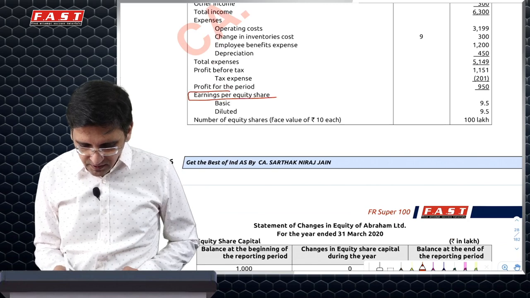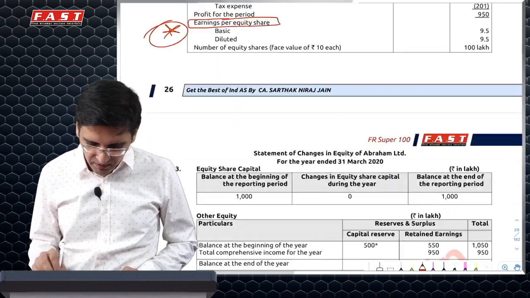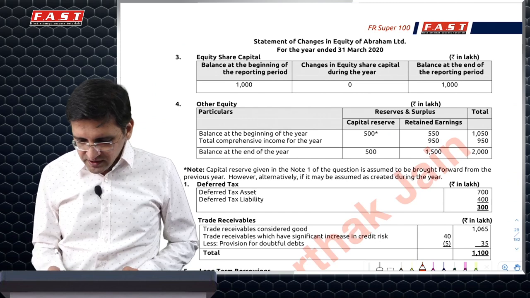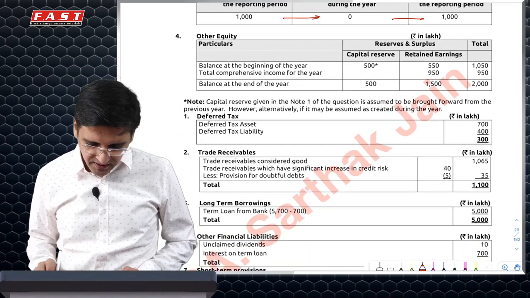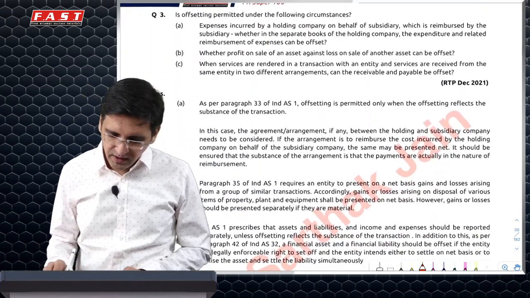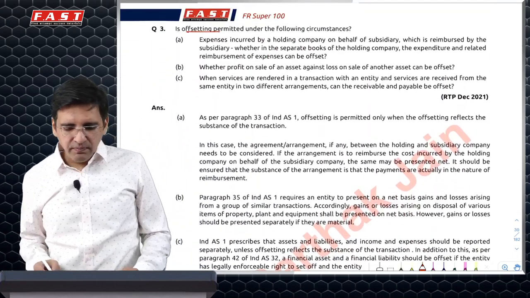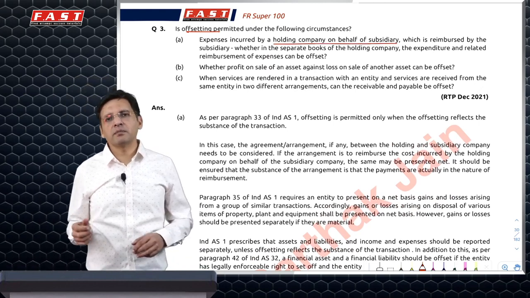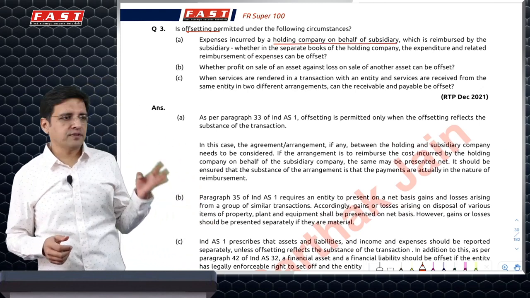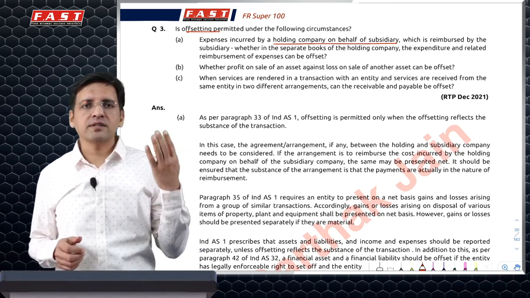Let's see, EPS is given here specifically. Remember that. Statement of changes in equity to be prepared like opening, changes, closing, and then other equity in the same fashion, and then all the notes. That's about it. Offsetting is permitted if holding is incurring expenses on behalf of subsidiary, which is in the nature of reimbursement. Whether we can do offsetting, Ind AS 1 says offsetting is permitted in certain cases or rules there.